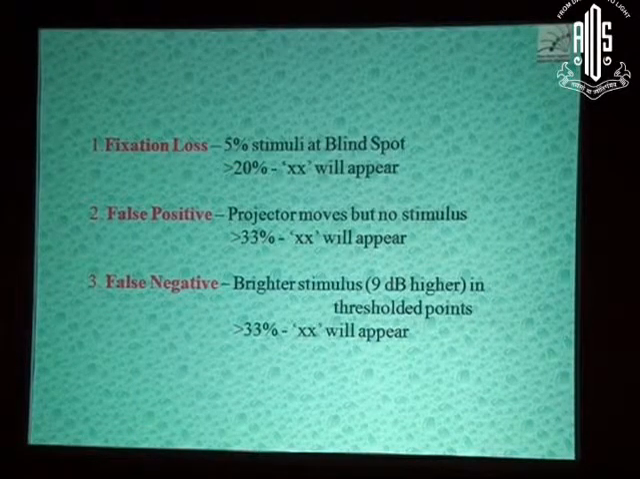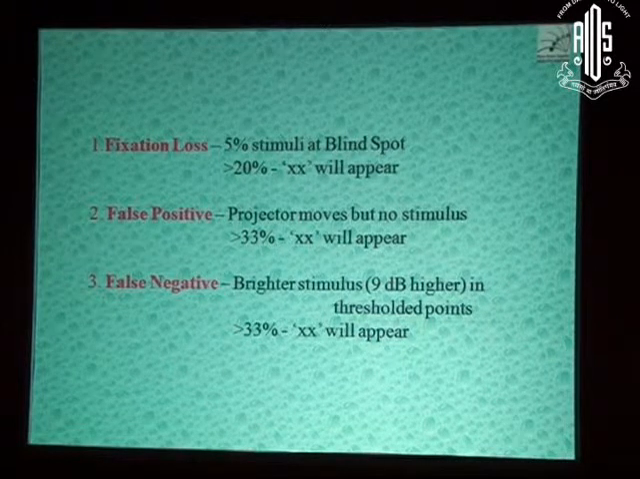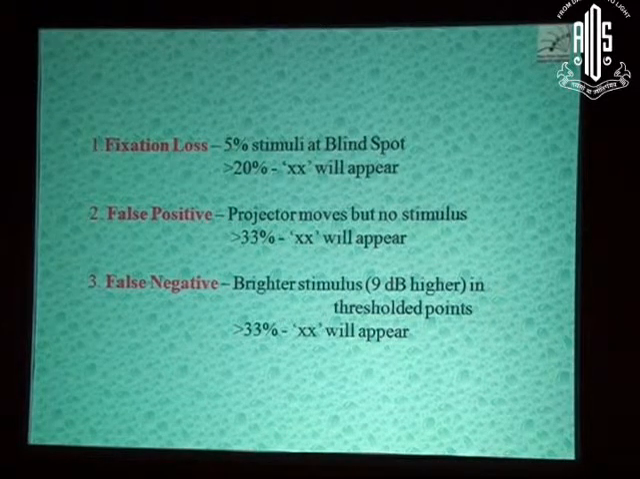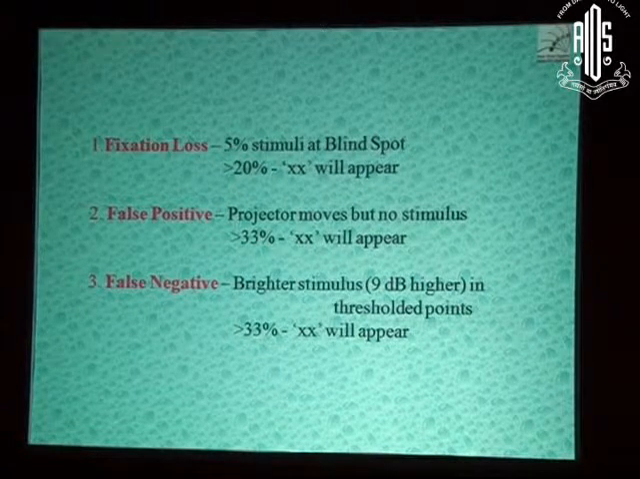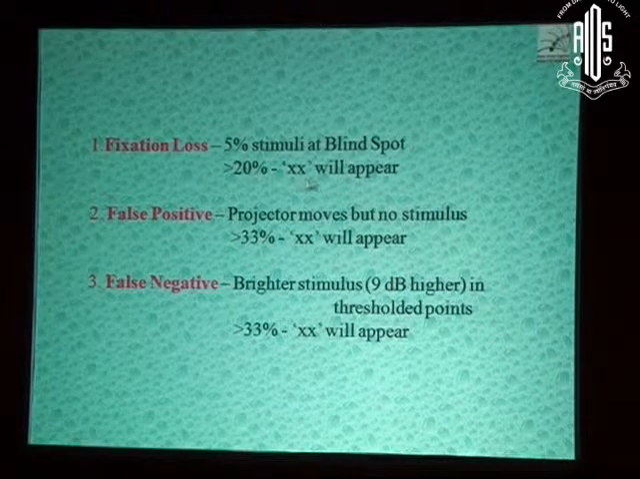So there are three things you should look for. Fixation loss: 5% of stimuli are presented at the blind spot, where the subject should not see. But if the subject sees, then it is recorded as fixation loss. If it is more than 20%, in the printout you will get a double cross.